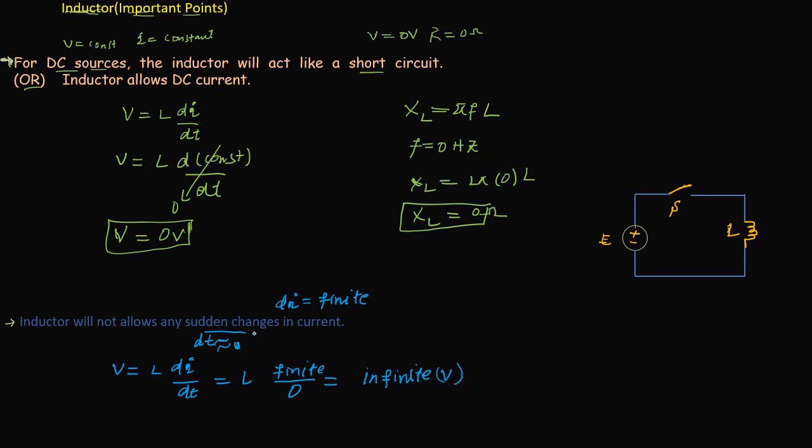So a sudden change in current is impractical for an inductor, because it requires an infinite amount of power to generate a sudden change in the current. As we know, the power equation is equal to V into I. V in this case is L di divided by dt, into I. So L I di in this case is finite, while dt is equal to 0. So the power required for the sudden change in the current is infinite watts, which is impractical or impossible, as we cannot provide infinite power to the circuit.